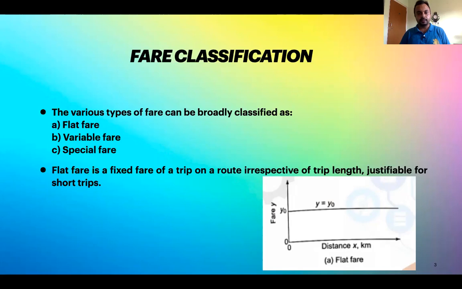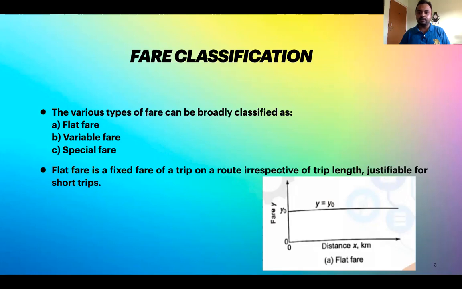For example, if you move for 5 kilometers, that is 0 to 5 kilometers, it is fixed that you have to pay 7 rupees. After that, for every kilometer, there is an increase of 2 rupees or 3 rupees. That is the variable fare. Next, a special fare will be there for some special people, like the elderly and senior citizens, if there is a discount. That is called the special fare.